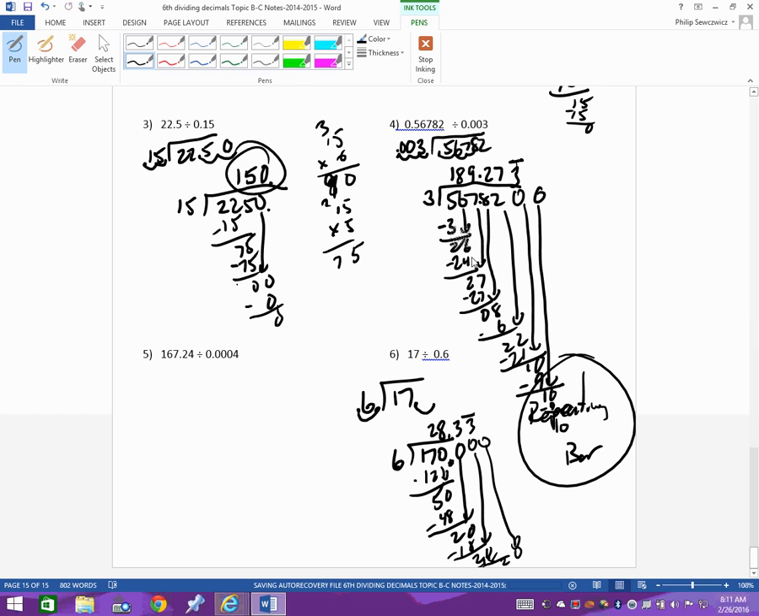So the big thing here is if it keeps on going, make sure you stop and use that repeating bar so that you can take care of it. All right, sound good?